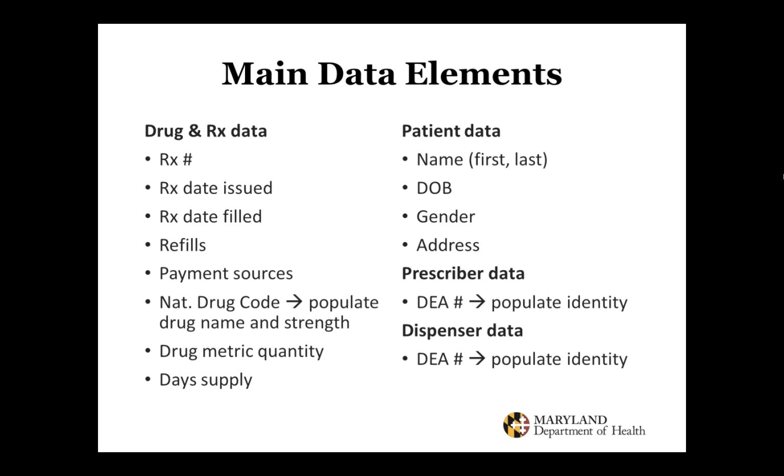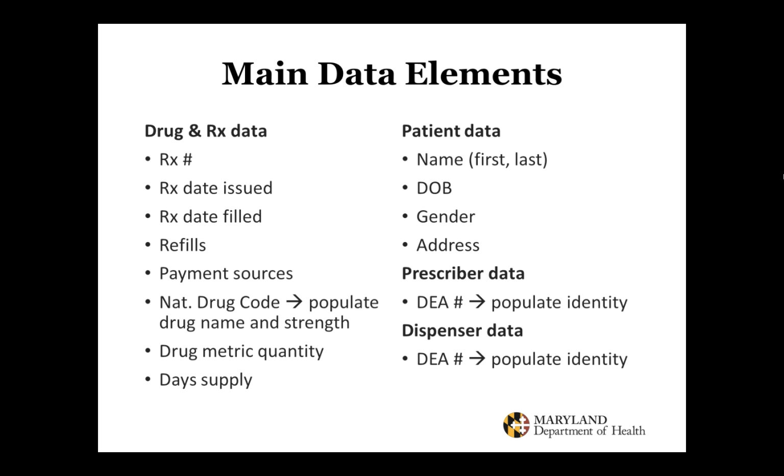We receive from the dispenser the National Drug Code, or NDC, which we use to populate information about the drug name and strength. You also receive information about the drug metric quantity dispensed and the intended day supply for that prescription. For the patient, you will receive information about the identity of that patient.